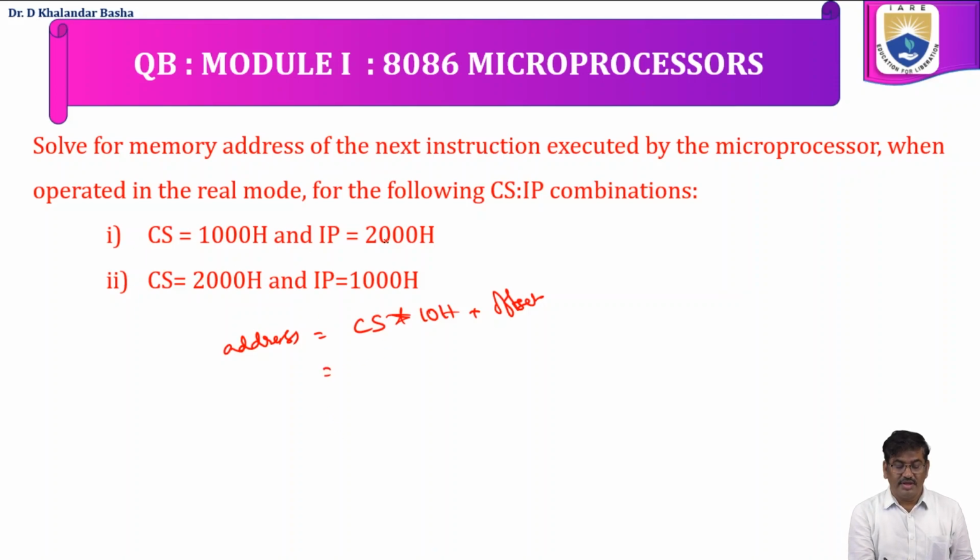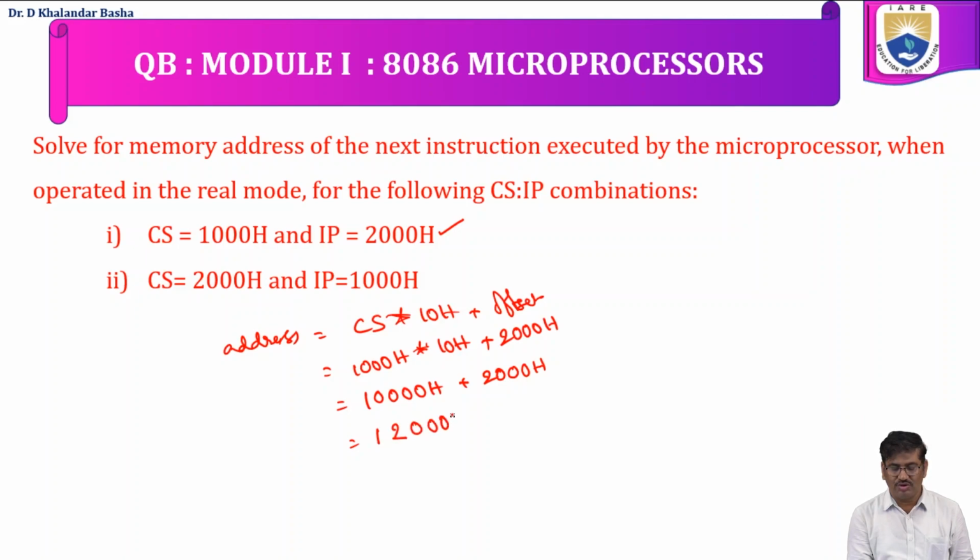So, in the first example, the CS value is 1000H and IP is 2000H. So the CS value 1000H is multiplied by 10H, and the offset value is given as 2000H. So we'll get 10000H plus 2000H, which gives 12000H. This is the effective 20-bit address, which is the physical address of the next instruction to be executed.